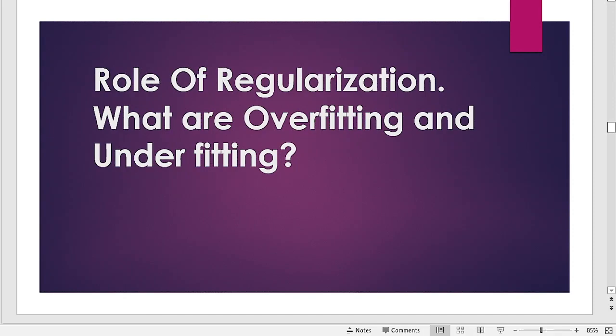Next, what is the role of regularization? In Python, regularization is a technique used to prevent overfitting by adding a penalty term to the loss function, discouraging the model from assigning too much importance to individual features or coefficients. First is complexity control. Regularization helps control model complexity by preventing overfitting to training data, resulting in better generalization to new data. Second is preventing overfitting.